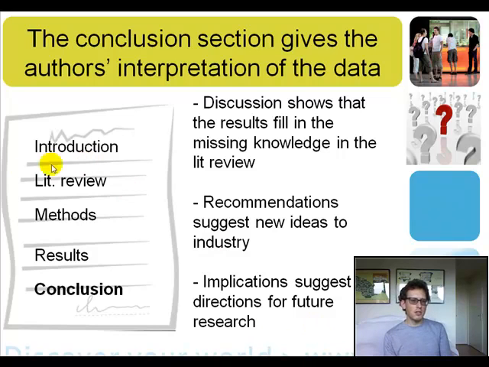So you remember the literature review said, well, there's some knowledge on a topic and the knowledge is incomplete. We need to find out something more. In the discussion, the author says, now we have found out something more. We have found out that part that was missing. Then there are some recommendations that suggest new ideas to industry, so how people in the tourism business should act based on the author's interpretation of the data. And finally, there are some implications that suggest directions for future research. And those are only a few sentences, but very interesting.